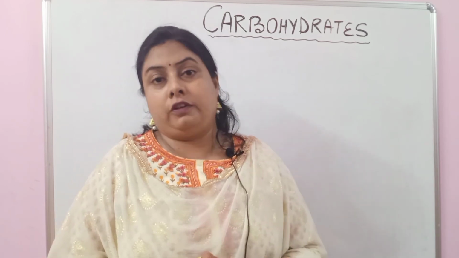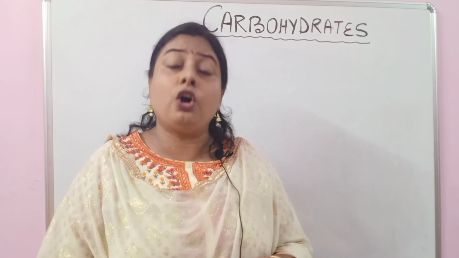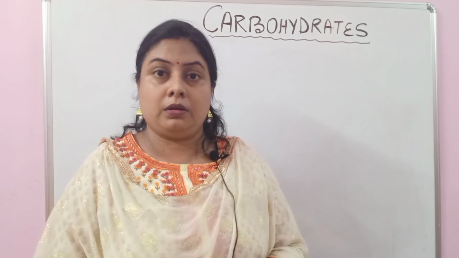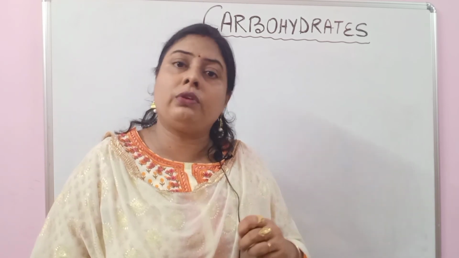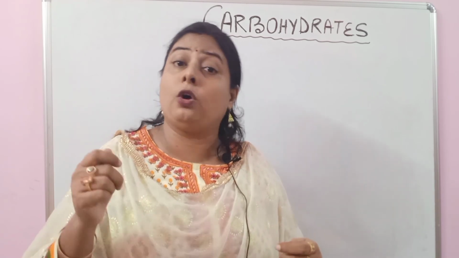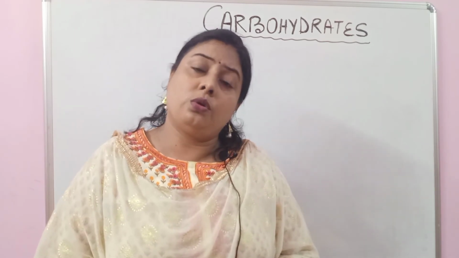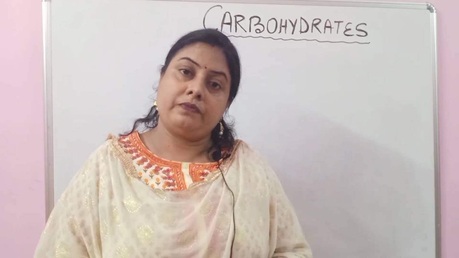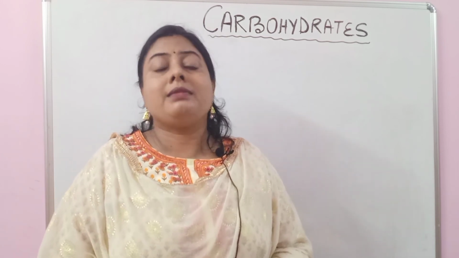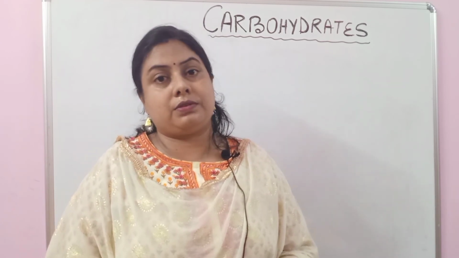The next type of polysaccharide is inulin, which is a homopolymer of fructose. Glycogen, which is stored in the human body, is the storage form of glucose and is also a homopolymer of glucose. Similarly, chitin in fungus, and cellulose, they are all polysaccharides.